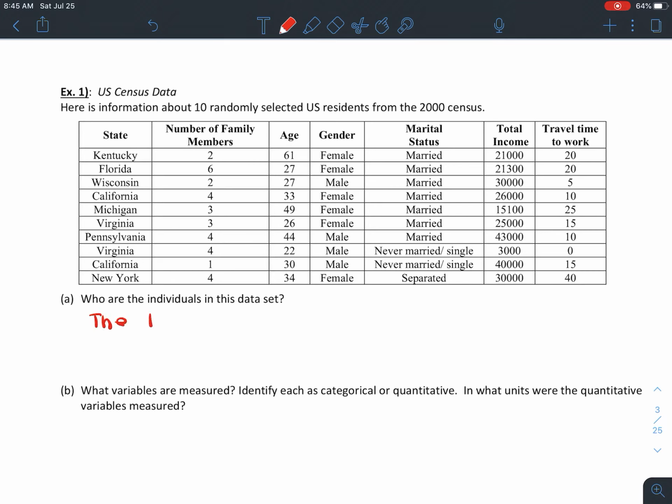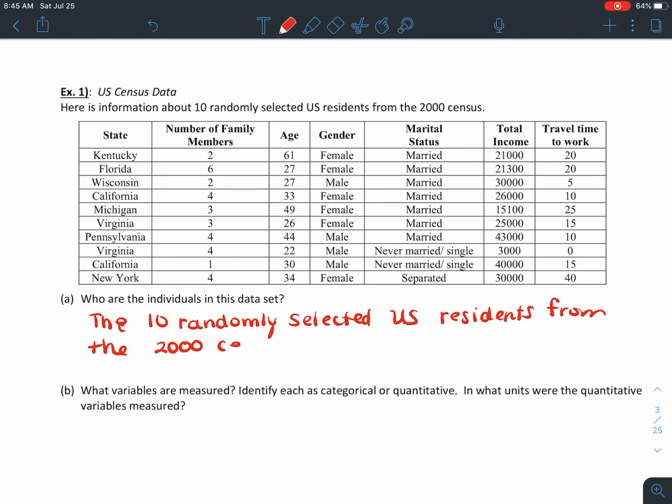And we would say, well, they are the 10 randomly selected U.S. residents from the 2000 census. Here's one thing that you're going to get used to very quickly in statistics: this is very much not just a math class. It is very much a reading and writing class. It is all about communication, and so it is very critical on the AP test that these graders, they're called readers, understand the context of what you're talking about, okay?